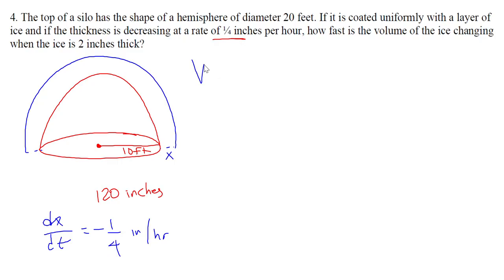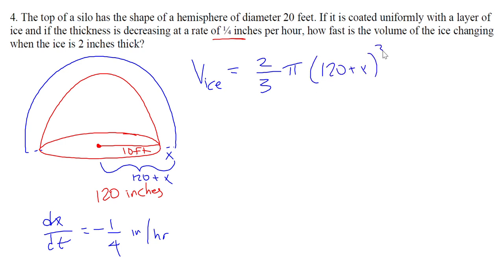Because that's what we're looking for. How fast is the volume of the ice changing? Well, the volume of the ice ought to be the big hemisphere of ice minus the inner hemisphere. So the big hemisphere is going to be, it's a hemisphere, so it'll be 2/3 pi times the radius cubed. Well, our radius is 120 inches plus x. So this will be 120 plus x cubed.